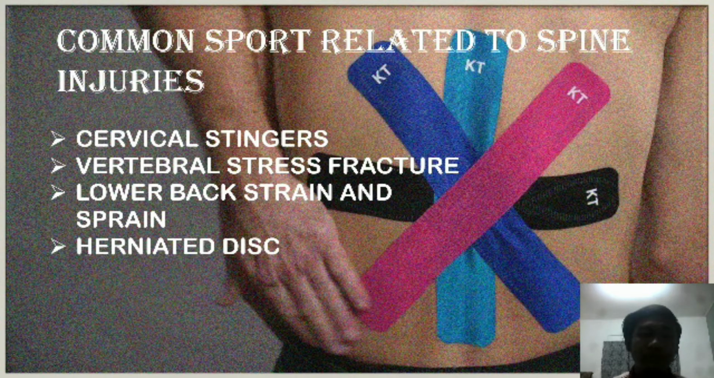And the last one is herniated disc. It is a fragment of the disc nucleus that is pushed out of the annulus into the spinal canal through a tear or rupture in the annulus. Discs that become herniated usually are in an early stage of degeneration.